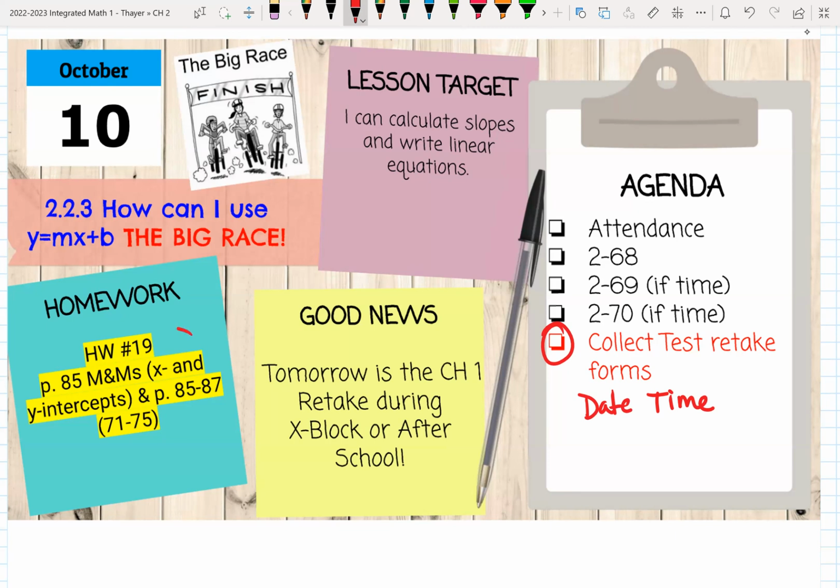Also, take a moment to jot down tonight's homework number 19. You can pause this video if necessary and then continue after students have had a chance to take out their notebooks and title their homework at the top of their page. After that, go to another blank page in your notebook and title today's lesson 223, How Can I Use y equals mx plus b? Well, we're going to use it today in the big race. Pause if necessary and then press play.